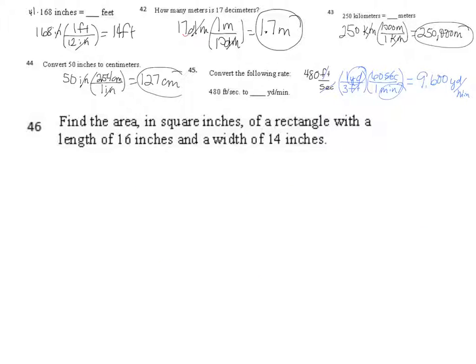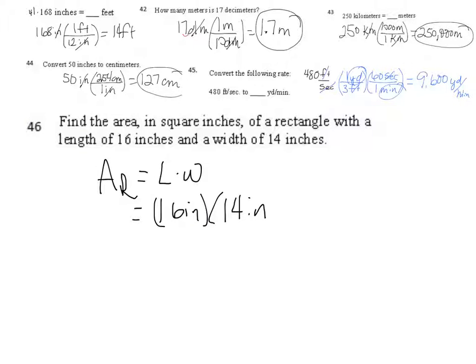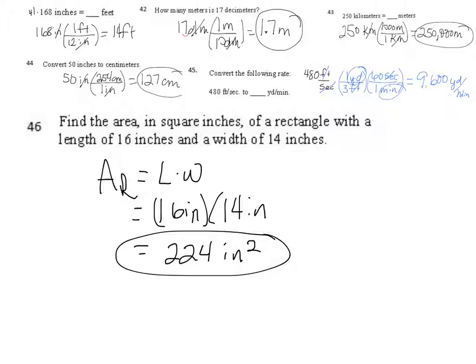Find the area in square inches of a rectangle with a length of 16 and a width of 14 inches. This formula is not printed on your test, so if you're not sure you can remember it, you might want to study this. Area of a rectangle is length times width, so 16 inches times 14 inches. Using my calculator, it's 224. And inches times inches, my units are inches squared.